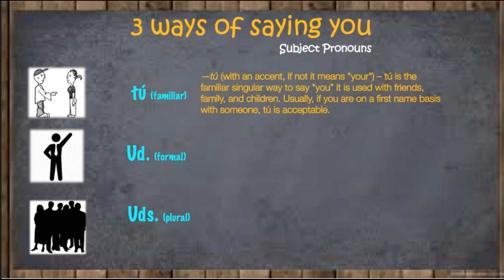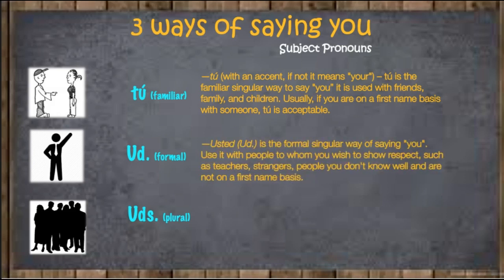Then if you're not as familiar with someone and you're a little bit more formal, you're more respectful, it is usted. And capital UD period is an abbreviation of USTED. Usted is the way you pronounce it, not usted. My students used to pronounce it like that. It's usted. The U in Spanish is u, so it's usted. And it's a formal singular way of saying you.